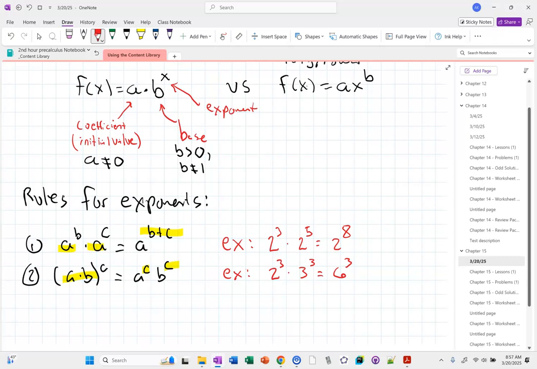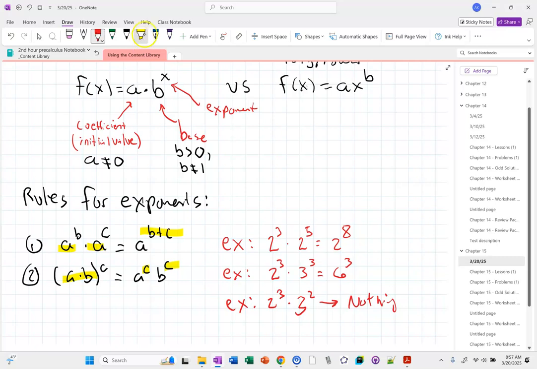You're never going to be able to multiply numbers together that have different bases and different exponents. So for example, if I have like 2 to the 3rd times 3 to the 2nd, there's nothing to do there, right? Can't simplify something like that. Does everybody feel okay there?